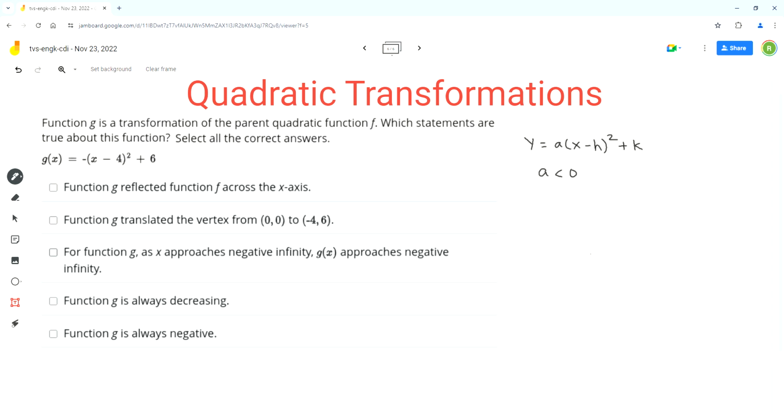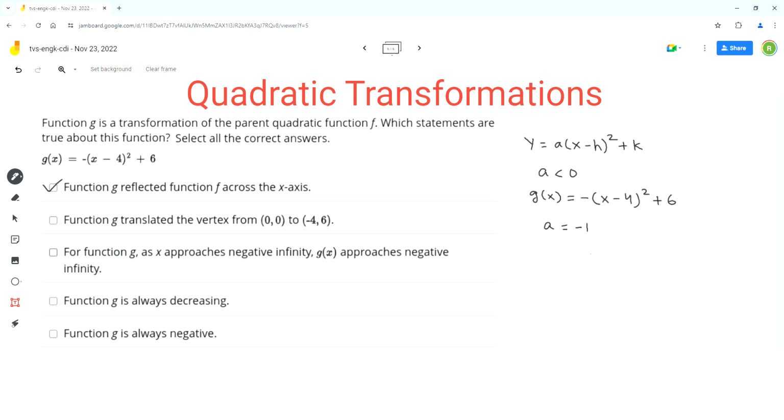Now in the given function g at x, the a value is equal to -1. There is an invisible one with the negative sign in front of the parentheses. So therefore, option A is correct.